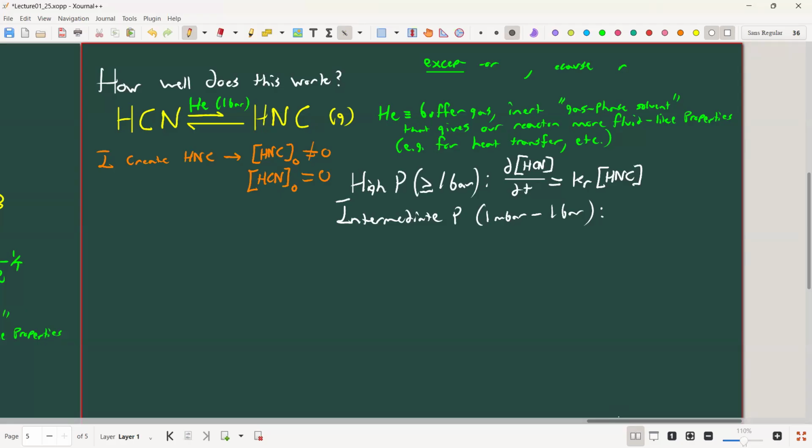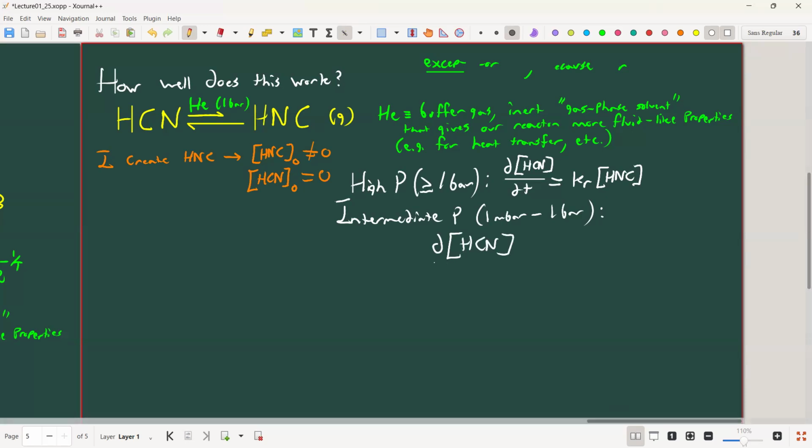So at intermediate pressure of helium, we measure the rate of formation. Given that we make the same amount of HNC every time, the rate of formation of HCN is fixed at constant temperature. It should not depend on pressure because the number of HNC is fixed. The only thing that's changing is the total pressure of the system with the helium. So we would expect at intermediate pressure, we'd get the same kinetics. But it turns out that that's not what you see.